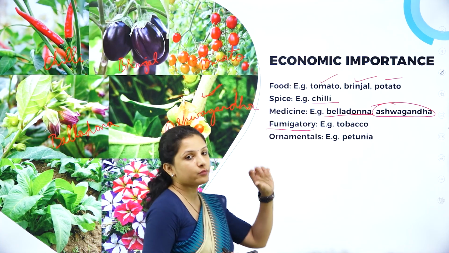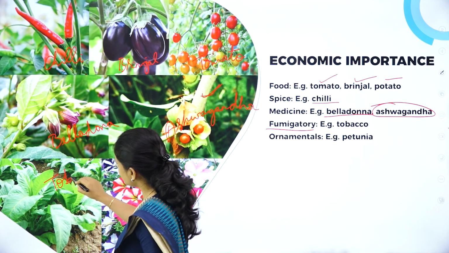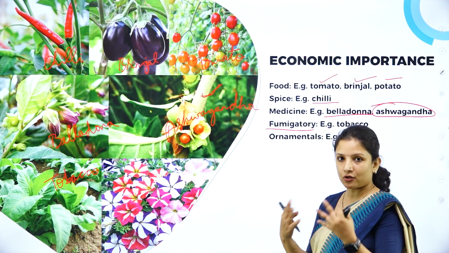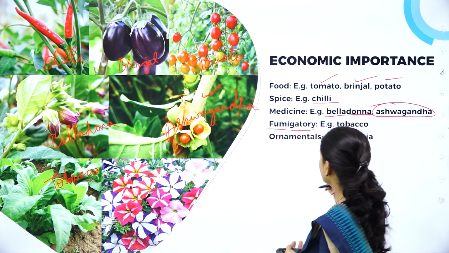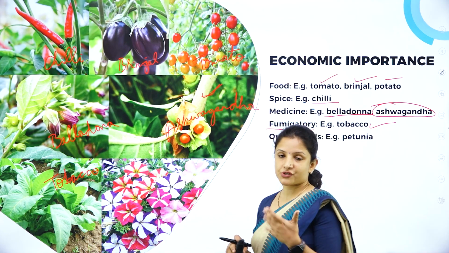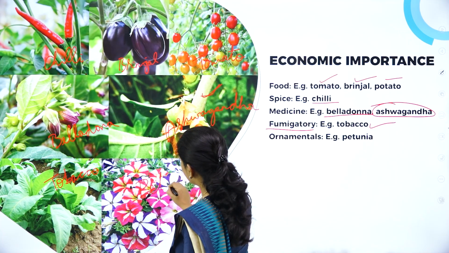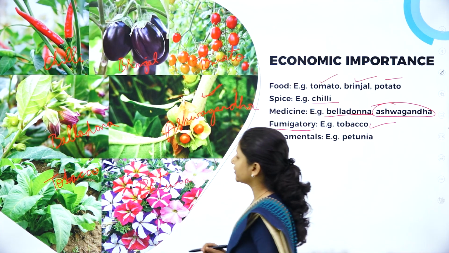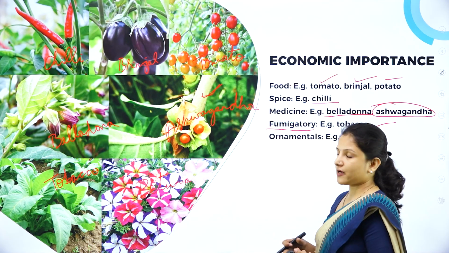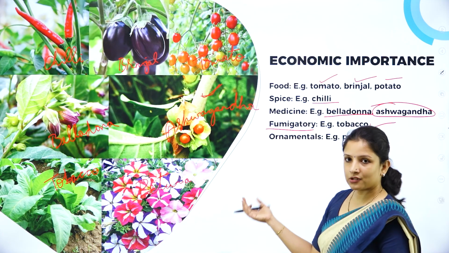A good fumigatory is tobacco. Tobacco leaves, they burn it, and it can be used for shooing away mosquitoes, insects and different sorts of pests. That is nothing but fumigation, and the best fumigator is tobacco. Next, ornamentals. Those are flowering plants which can be grown in the garden to beautify the house. So this is petunia. Different beautiful colors of petunias are available with single and double shades. They are grown in gardens for beautifying that particular area. So that is about the economic importance of different Solanaceae members.